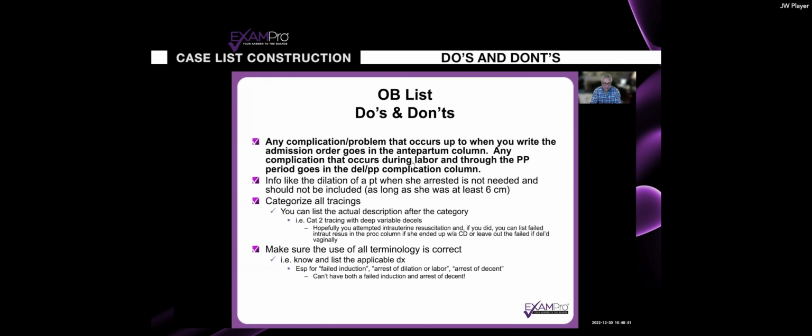Hopefully for all your category 2 tracings, you attempted intrauterine resuscitation. And if you did, you can list that in your procedure treatment, intrauterine resuscitation. If the patient ended up with a C-section, I would put it as failed intrauterine resuscitation. If she delivered vaginally, I would just put intrauterine resuscitation. Again, make sure your use of all terminology is correct, especially for the failed induction that we saw earlier, and the arrest of dilation or labor, as well as arrest of descent. As we talked about, you can't have both a failed induction and arrest of descent, or a failed induction and an arrest of labor.